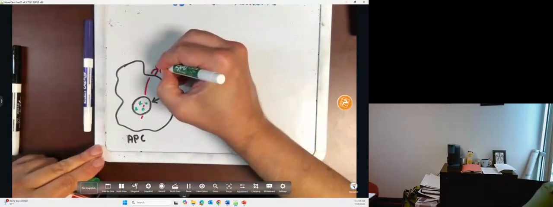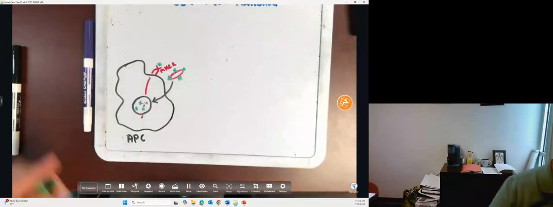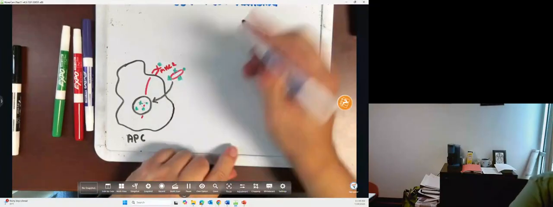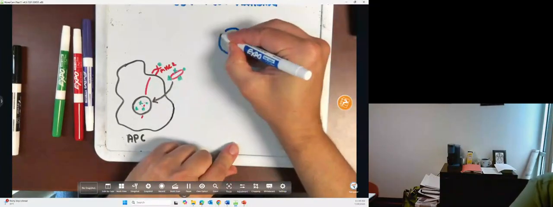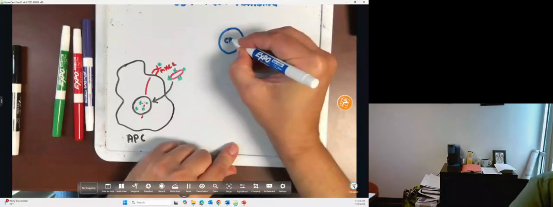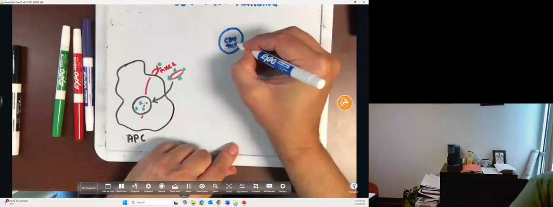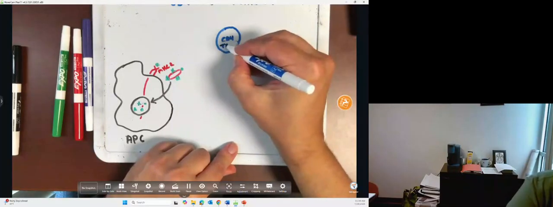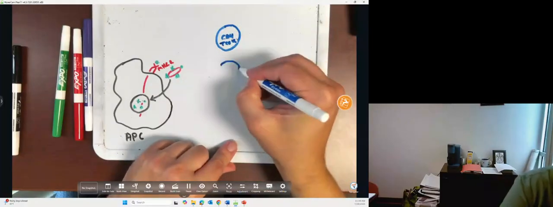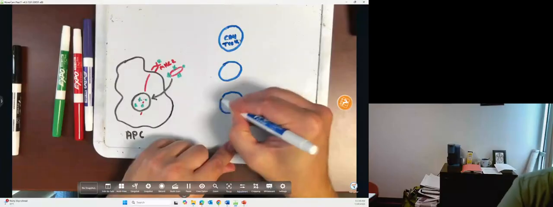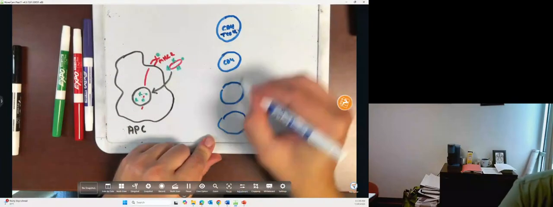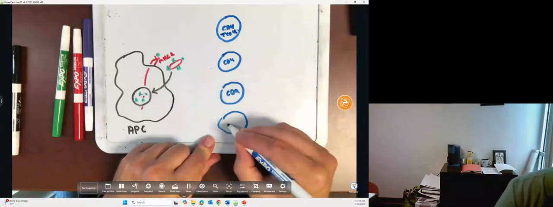Now remember, my B cell is activated to square antigen. Now we have some T cells over here. CD4 T cell. So this is a CD4 T cell. Let's get about 4 of these. These are all CD4 T cells.